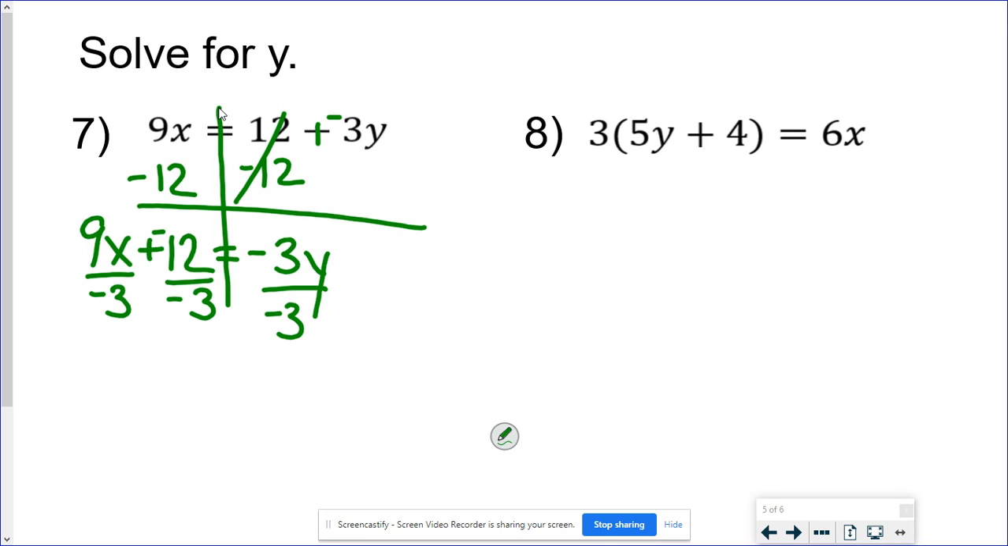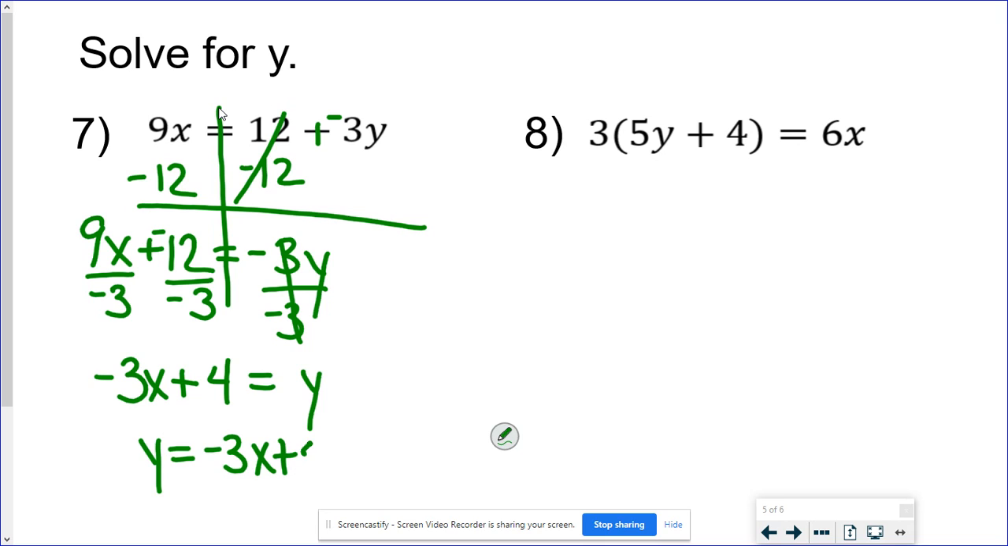And I would also do a keep, change right there. So 9x divided by -3 is going to be -3x. -12 divided by -3 is +4. And on the right side, all I have left is y. So again, I am perfectly fine with this answer. If you want to make the y first, that would be just fine as well.